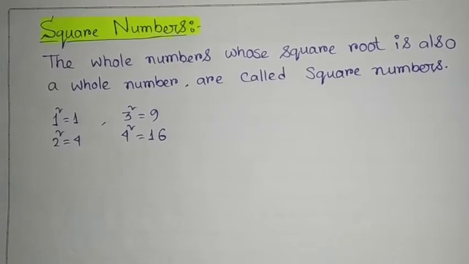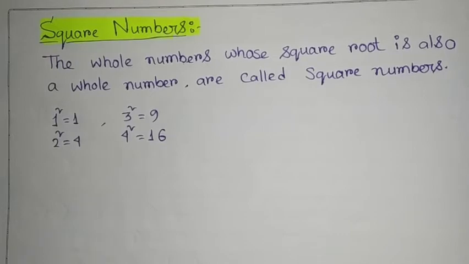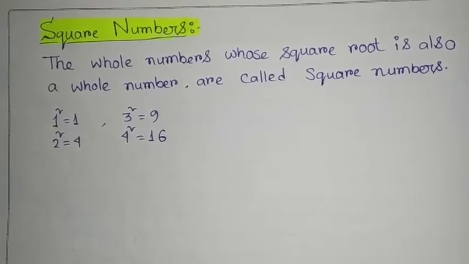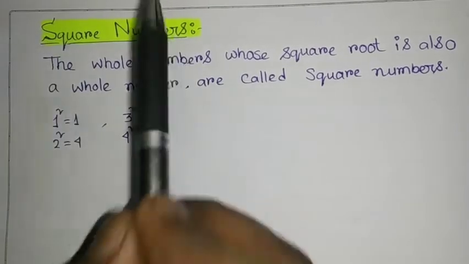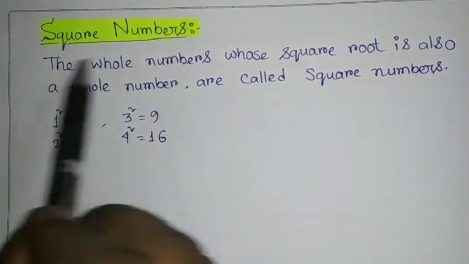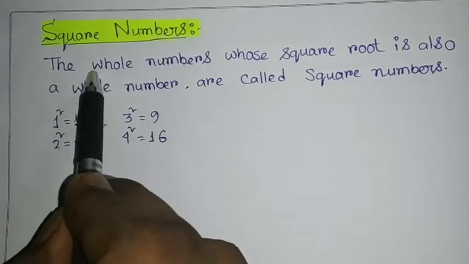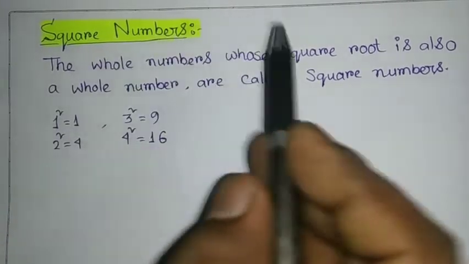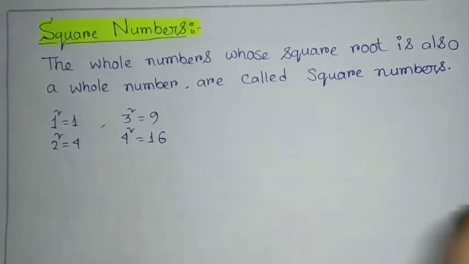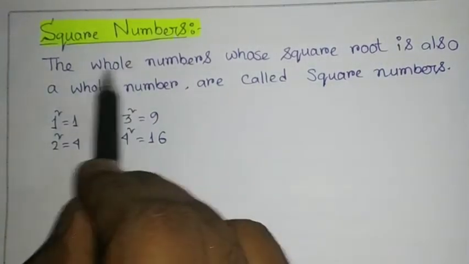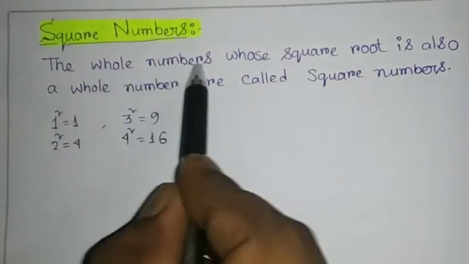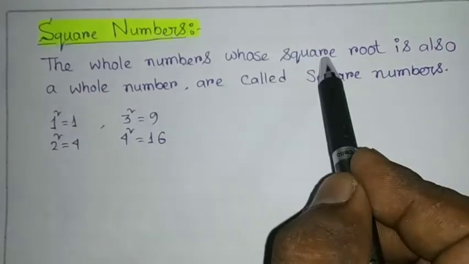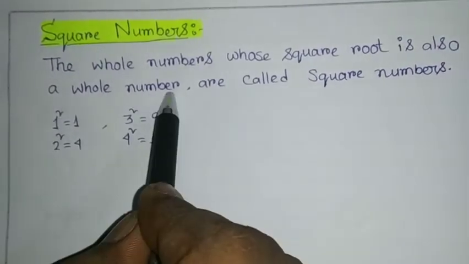So, let's begin. Today, we are going to start with square numbers. First, we need to understand the definition of square numbers. So, what is a square number? The whole numbers. Now, tell me, what are whole numbers? Numbers starting from 0, 1, 2, 3 and so on up to infinity. These numbers are called whole numbers. So, square numbers are whole numbers whose square root is also a whole number.